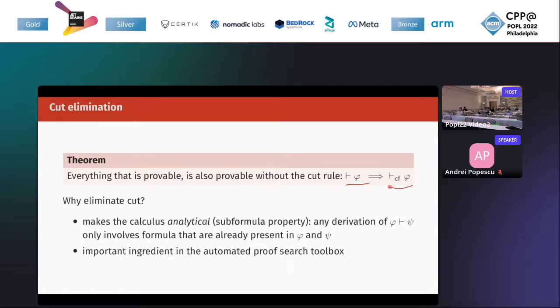Cut elimination is important because it implies the subformula property. If there is a proof of phi implies psi, then there is a proof of it that only involves formulas that are already present in phi and psi. As such, cut elimination is an important ingredient in the proof search toolbox.